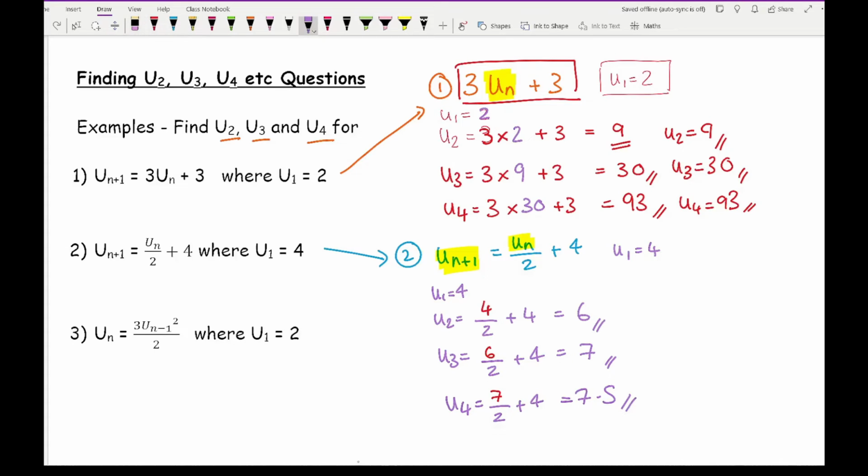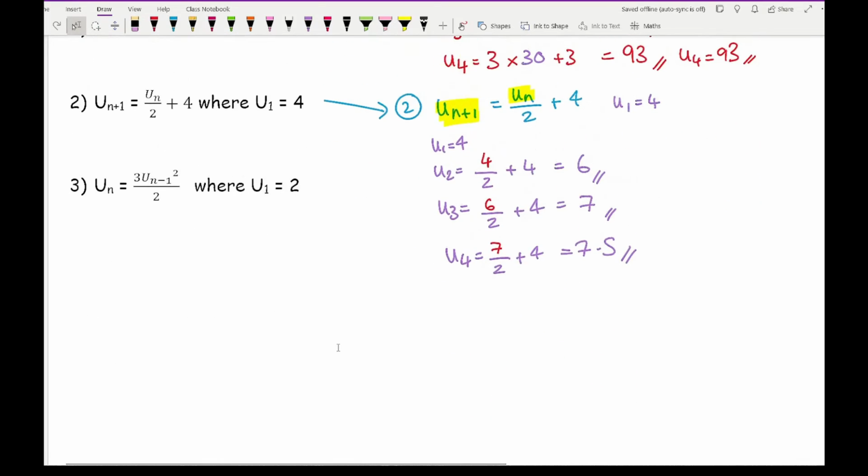Now with regards to the next one, so let me just zoom down a little bit. So for this one here, I've got u(n) equals 3 times u(n-1) squared over 2. Now u(n-1) is the previous term, and u(n) now is the next term. So here we're starting off with u1 equals 2. Now because I'm squaring the u(n-1) value, I'm just going to put that in brackets. So here u1 equals 2.